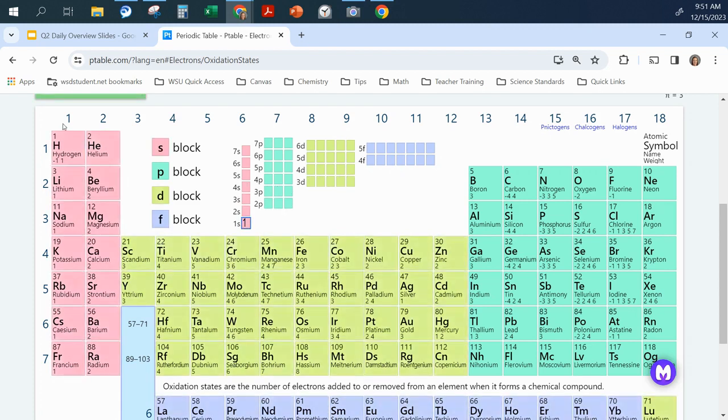Okay, and then we jump down to the 2s orbital. So there's 2 electrons in the 2s orbital. And then we go over here. These are the 2p electrons. This is where they live. Does that make sense? And then we go down to the 3s. So these are the 3s orbitals, the 3s electrons. And then we're here at aluminum.